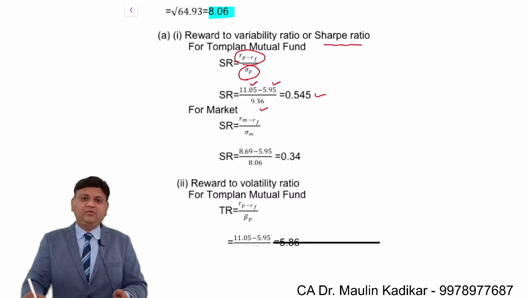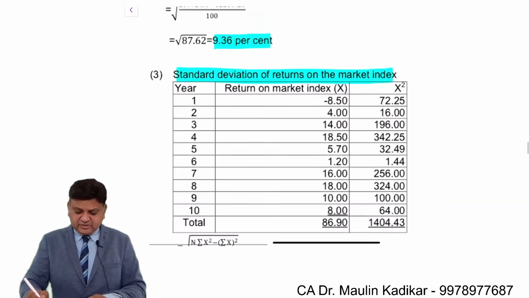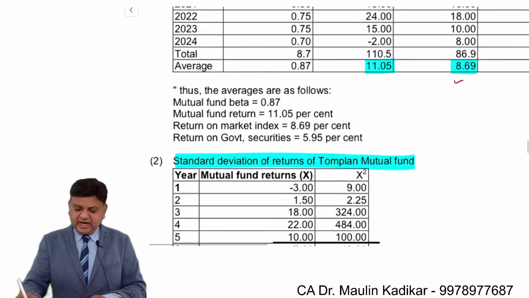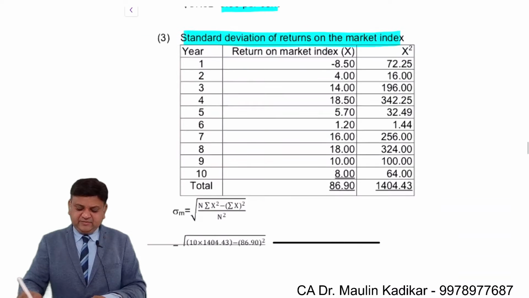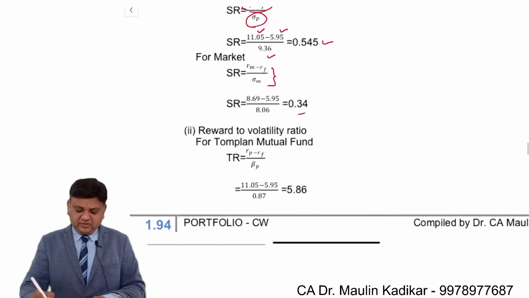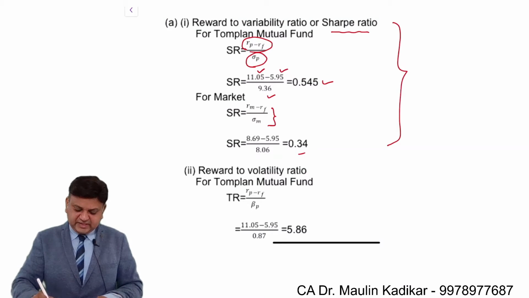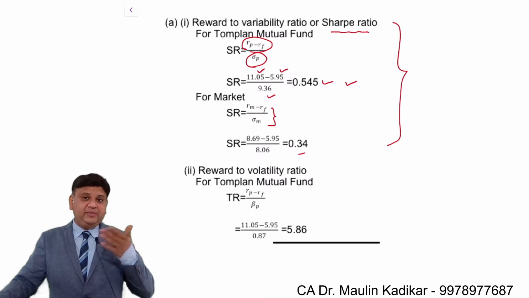Similarly, we are required to do the working for the market portfolio. It is RM minus RF divided by sigma m. RM is what we have calculated over here, that is the average. RF is what we have calculated again over here, and the standard deviation of the market portfolio is calculated over here. With that, we have calculated the answer. Making a comparison of these two, we can say that the performance of the mutual fund is better than the performance of the market portfolio.